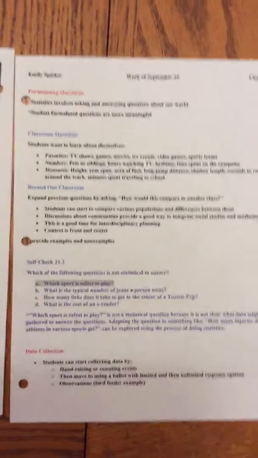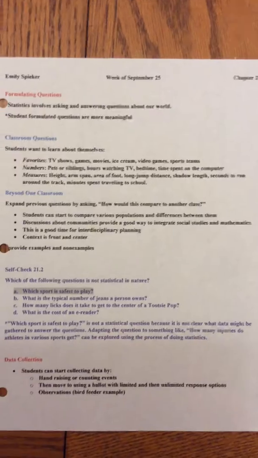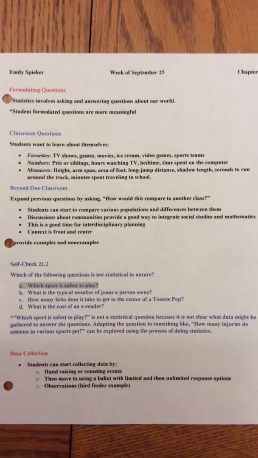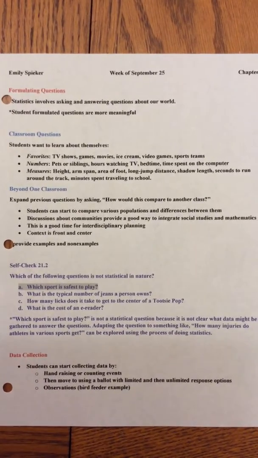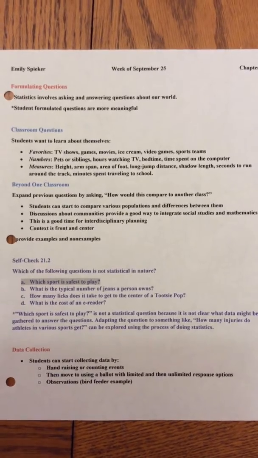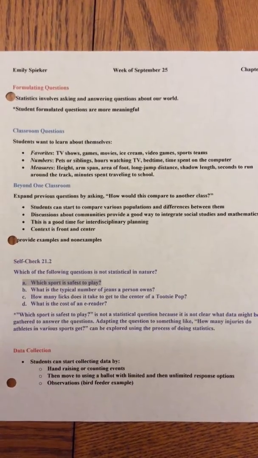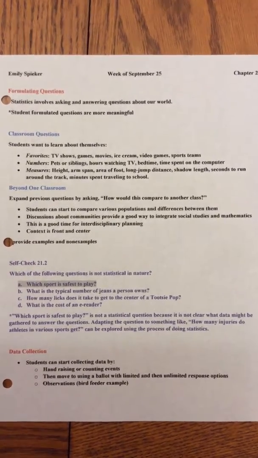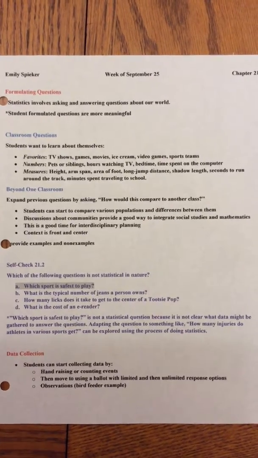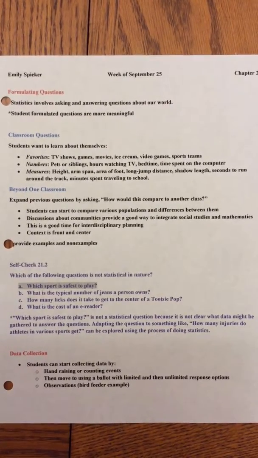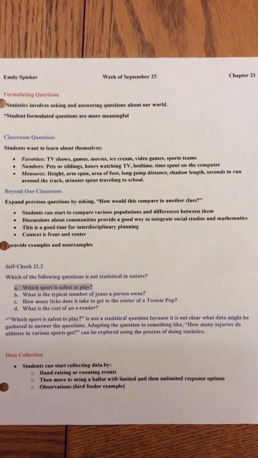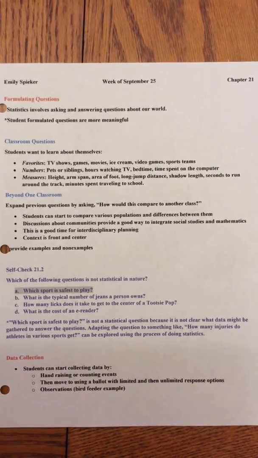Moving on to one aspect that I could learn a little bit in or need a little bit more work on refers to self-check 21.2, in which it asks, which of the following questions is not statistical in nature? After reading through all the questions, I believe that I selected D, which reads, what is the cost of an e-reader? Due to the fact that I wasn't quite sure.